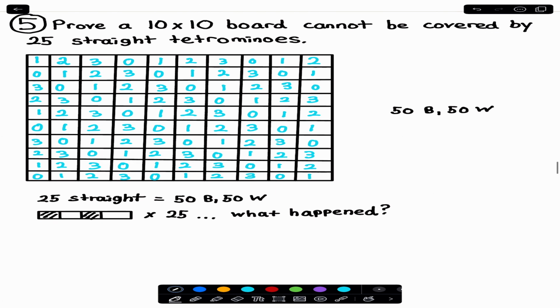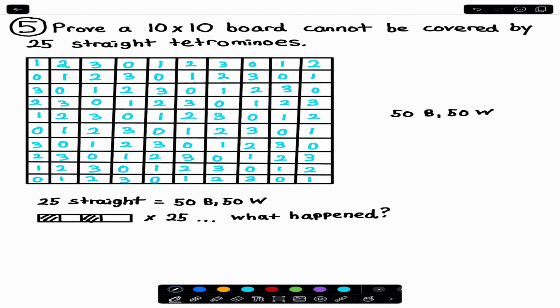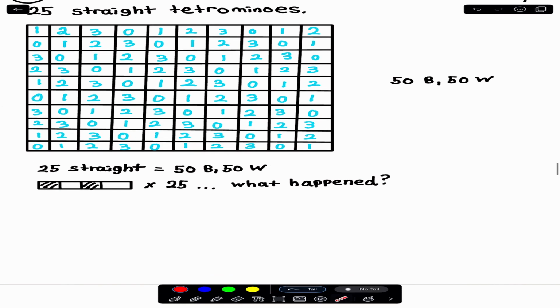Okay, so I am back, and I have just filled this entire board. I've colored it in a different way. As you can see, I'm using up 4 numbers. That is 0, 1, 2, and 3. So basically I've colored this board with 4 different colors.